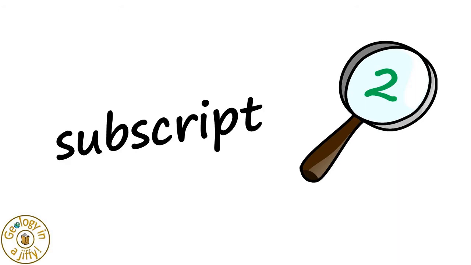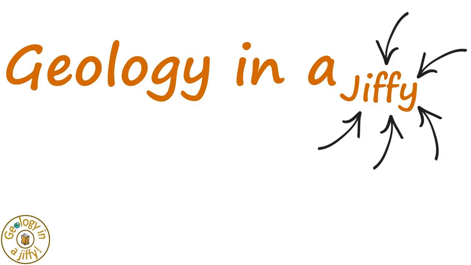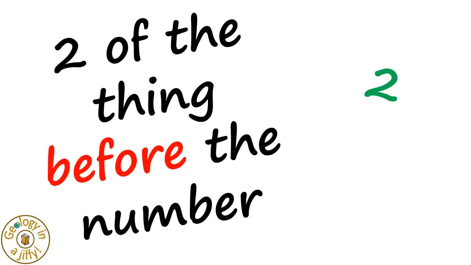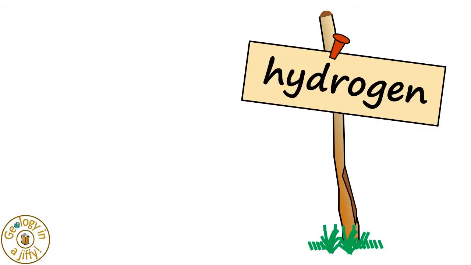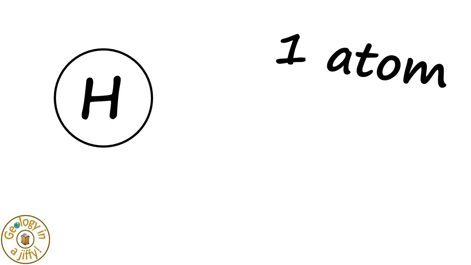Let's take a look at the subscript number first. If we look at how we have written Geology in a Jiffy, you'll see that the word Jiffy has been written smaller and below the line, so is presented subscript. A subscript number means there are two of a thing before that number. Let's look at hydrogen, with the symbol capital H as an example. This is one atom of hydrogen.